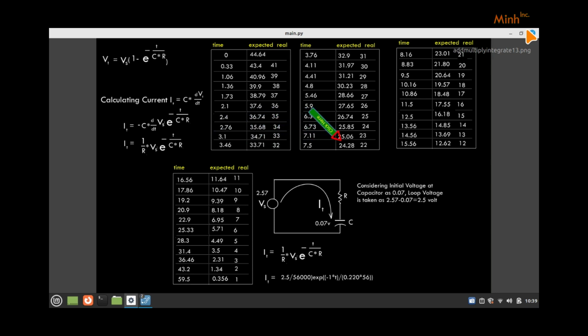Then theoretical is 24.28 microampere, whereas we are getting 22. So it's pretty well. I mean, there can be internal resistance to capacitance also that we are not measuring. Resistance may not be 56 kilo ohm as it is written, and so this way it is pretty good.